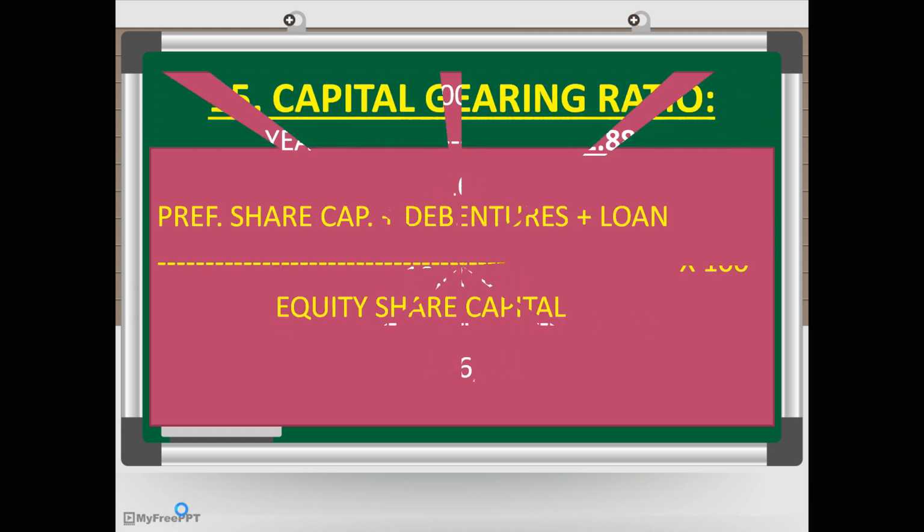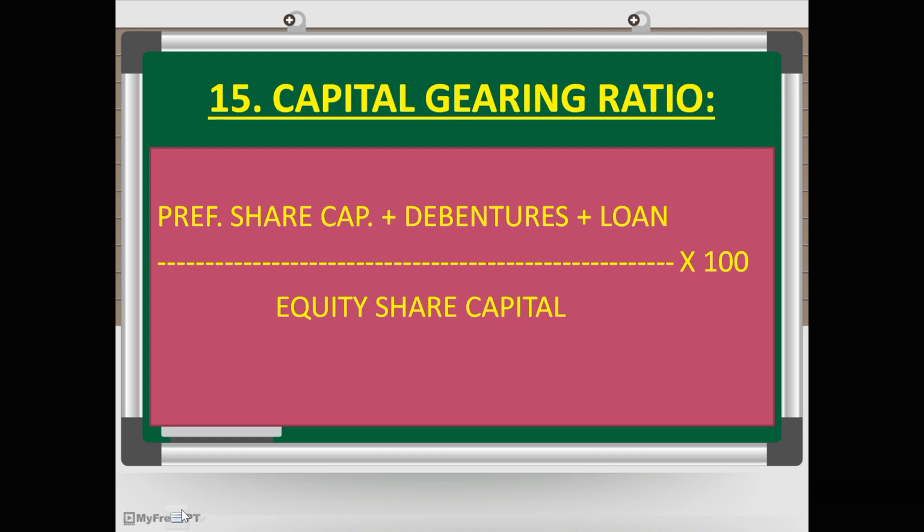And the last but not the least is number 15, capital gearing ratio. I have put the comprehensive formula. Any original formula is this only: preference share capital plus debentures plus loan, divided by equity share capital, into 100.